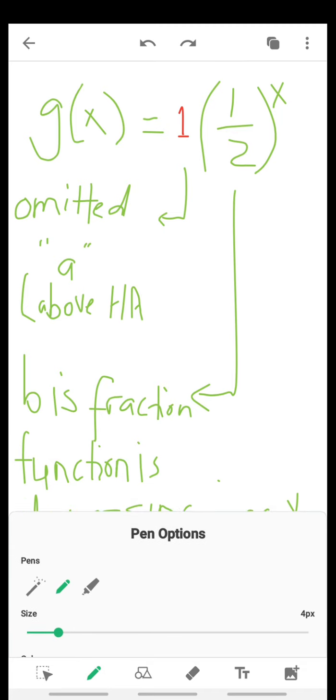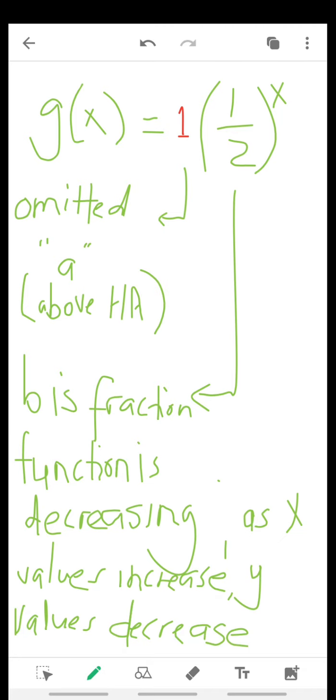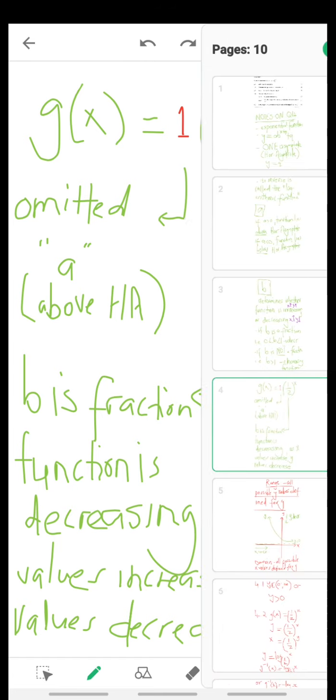Very, very important. And then also, I want us to look at now the value of b. This is b. You agree with me? So since b is a fraction, that means our function will be a decreasing function. And if they say, give a reason why you say g is a decreasing function, that is because as x values increase, the y values are decreasing. Okay, that's the reason. Or if you are saying it will be an increasing function, then it means as x values increase, y values also increase. Those are reasons that we give, okay?